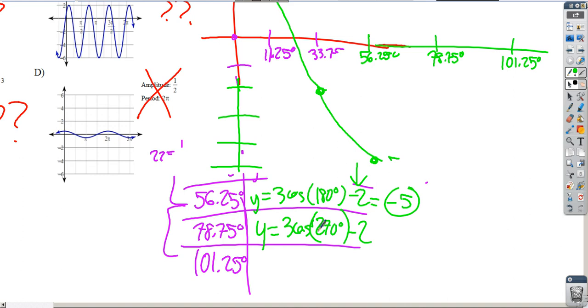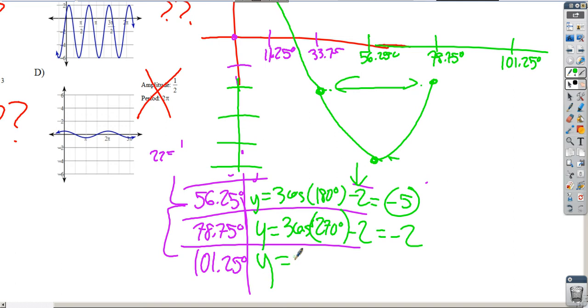It's 315 minus 45, which is 270. Cosine of 270 degrees is 0, and 0 minus 2 is negative 2. So you can see it's kind of going back up. This is exactly what cosine is supposed to look like. These points right here are supposed to match, which they do. And then the last one should be the same as what we started with.